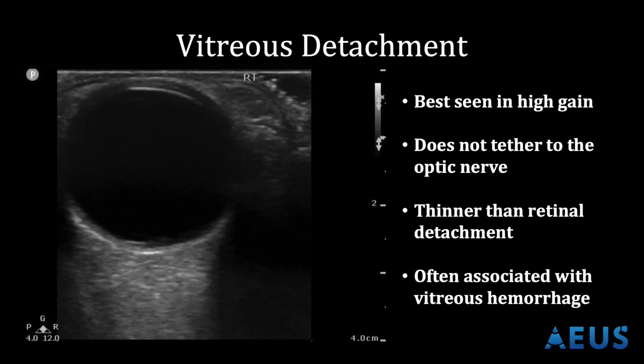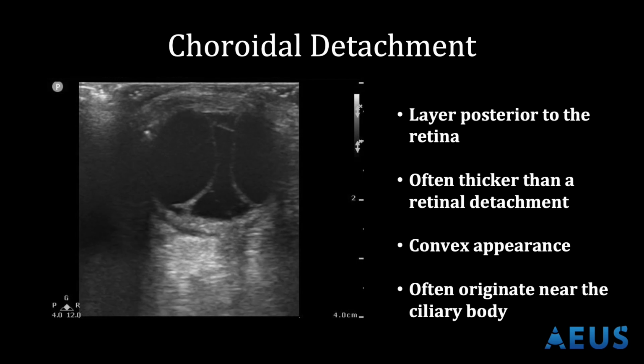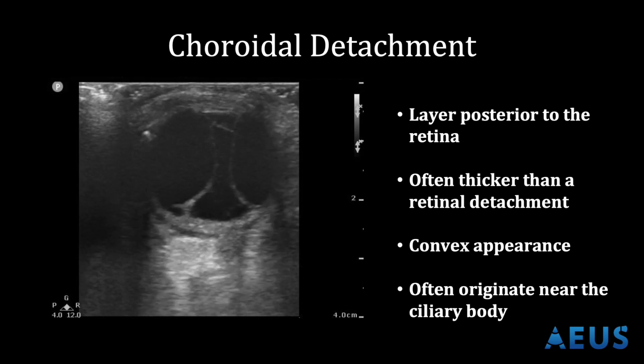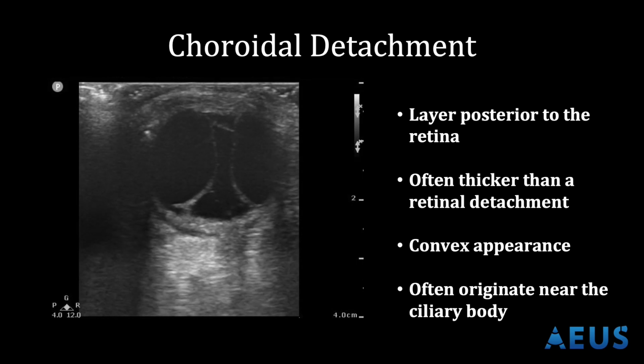A choroidal detachment is much rarer than a retinal or vitreous detachment. The choroid is the layer below the retina, and it can be concomitant with a retinal detachment, so it can present in a similar fashion. This can be caused by an accumulation of blood or fluid under the choroid, causing the separation.